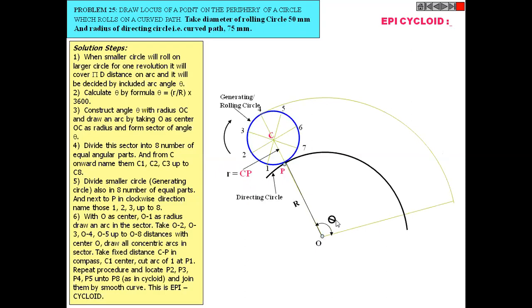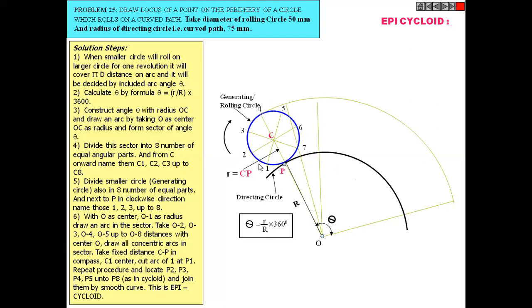So this angle we have already calculated by using this formula. Here you have to consider 360 degree, not 3600, because the angle of the circle is 360 degree. So theta is equal to... then you have to divide the calculated angle theta into the same number of divisions.